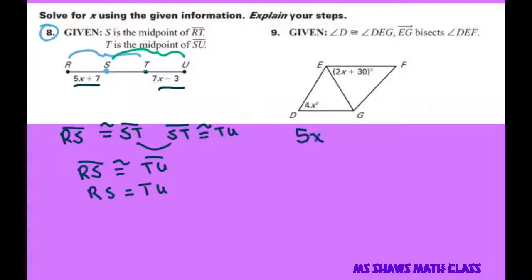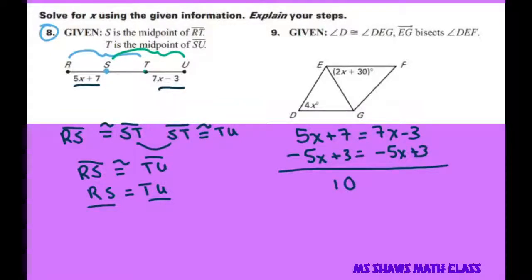So we have 5x plus 7 equals 7x minus 3, and we use the substitution property and solve for x. I'm going to subtract 5x from both sides using the subtraction property and add 3 to both sides through the addition property. So you get 10 equals 2x. Therefore, you divide both sides using our division property, and we get x equals 5.